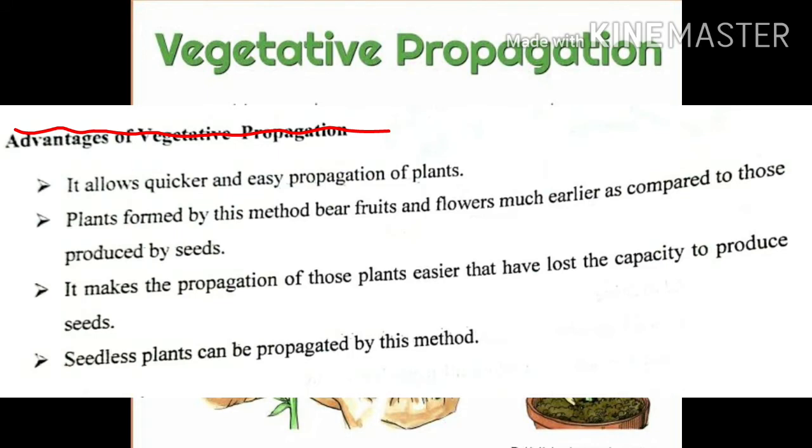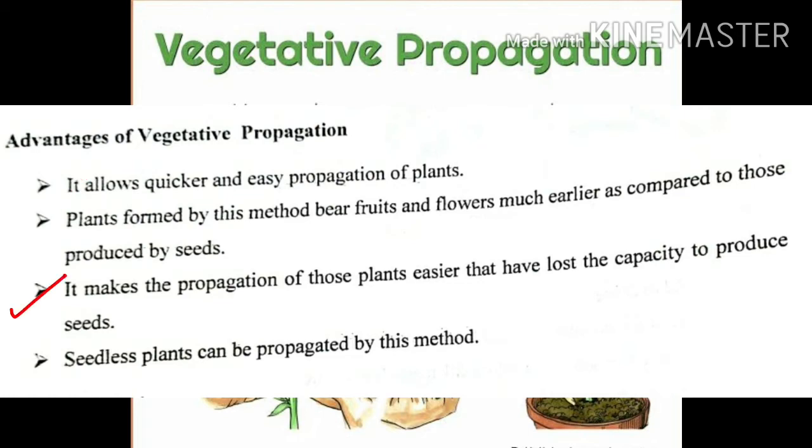See, this is a method which allows quicker and easy propagation of plants. So, a lot of plants can be propagated in a very small time period. Now, plants which are formed by this method will bear fruits and flowers much earlier than those produced through seeds, because you know that seeds will take some time to germinate, and after that if they are not getting proper conditions they will not grow properly. So it is a very easy method to propagate plants within a short period of time.